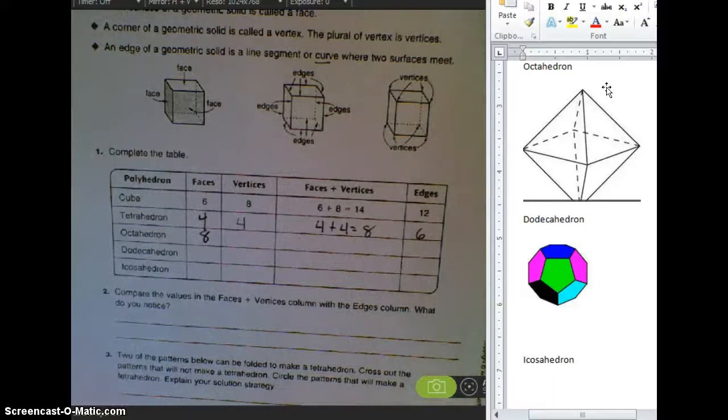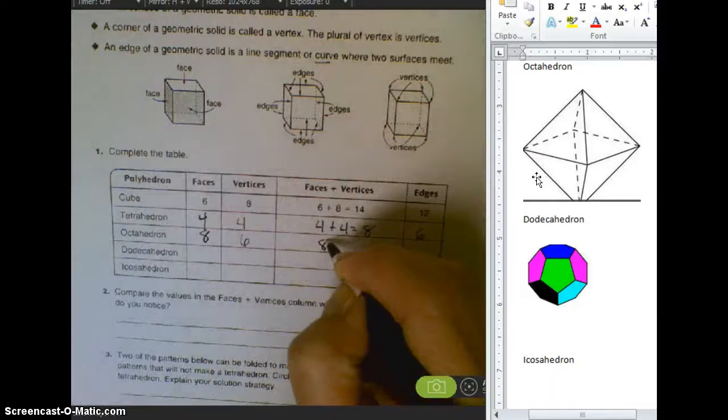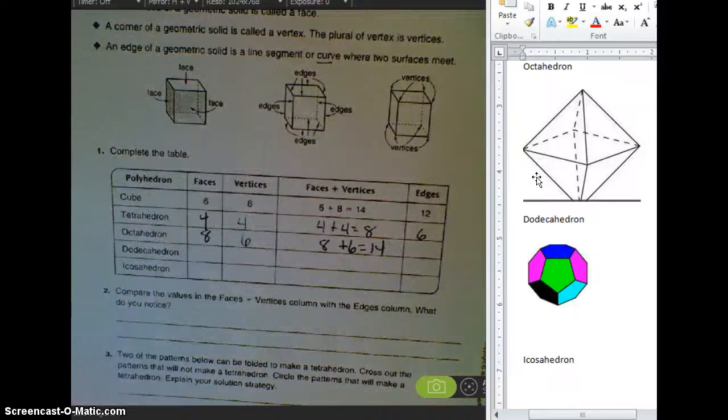And then vertices, those are the points. I can count 1, 2, 3, 4, 5, and then another one down here, kind of cut off, would make it 6. And then 8 plus 6 is going to equal 14. And then the number of edges, if I count just the edges: 1, 2, 3, 4, right here in the middle, 5, 6, 7, 8, 9, 10, 11, 12. So I get 12 edges on that one.